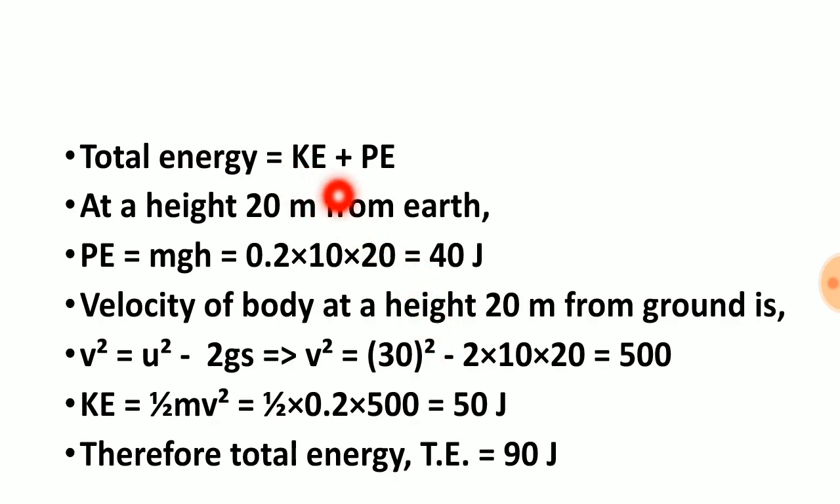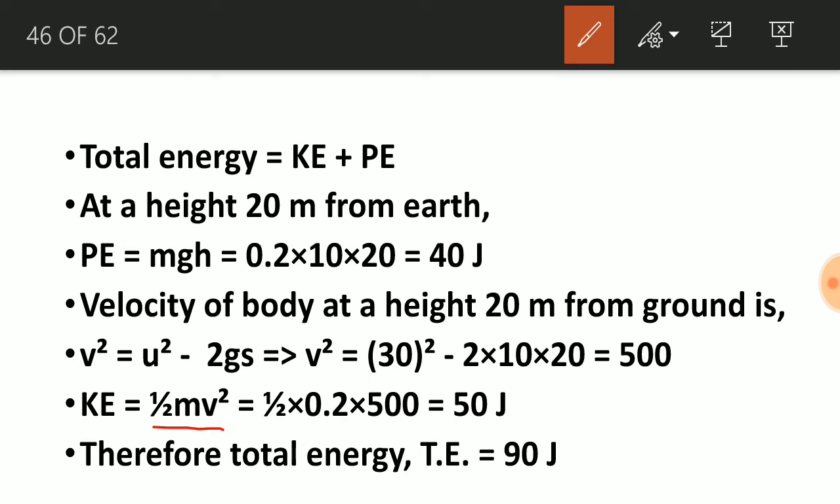So total energy is always KE plus PE, where PE is mgh, and we can find kinetic energy at the height of 20 meter by finding the velocity there. It is thrown up, so final velocity square is equal to initial velocity square minus twice gs, which gives 500. This is the velocity. On writing this velocity in the expression of kinetic energy, we will get 50 joule.